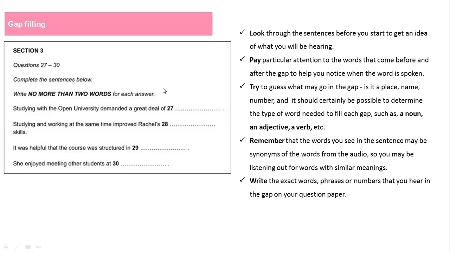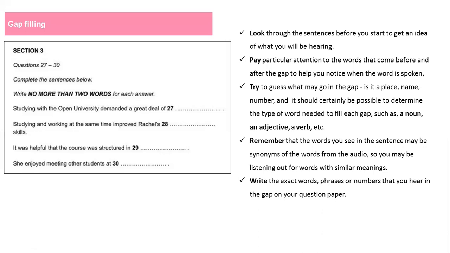Jadi pertama kita harus memperhatikan kata-kata yang terletak sebelum gap, sebelum dan sesudah gap. Kemudian kita coba untuk menerka atau menebak, predict apa sih gap itu nantinya jawabannya itu akan dalam bentuk number kah, dalam bentuk place kah, dalam bentuk nama kah, atau misalnya dalam bentuk kata kerja, kata benda, atau adjective.